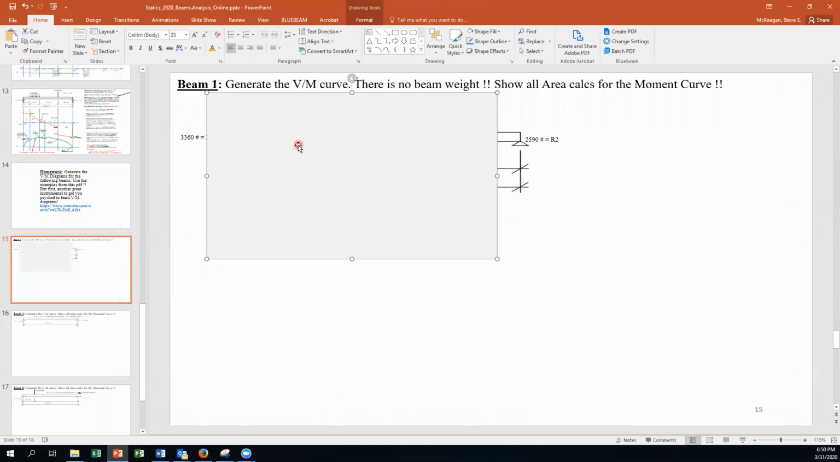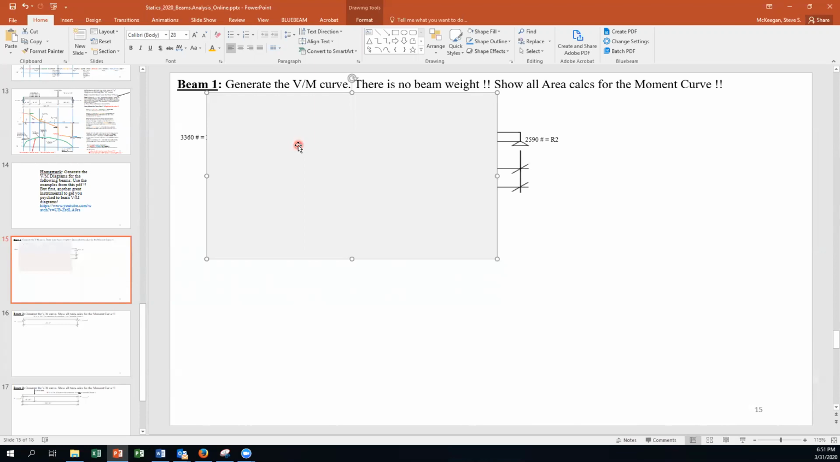This is the example that I gave on the difficult beam, beam number 3, which is not due. I'll have that due Monday. So if we don't get to that today, I'll do a little bit of review for that on Friday at 11. I'll try to record that one as well.